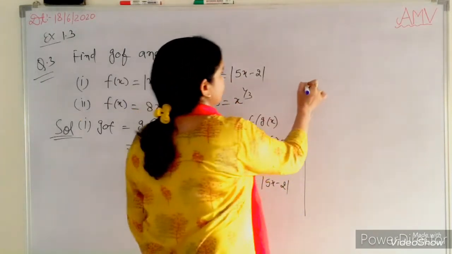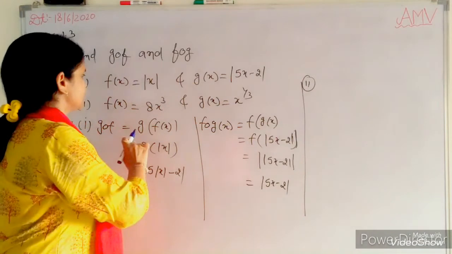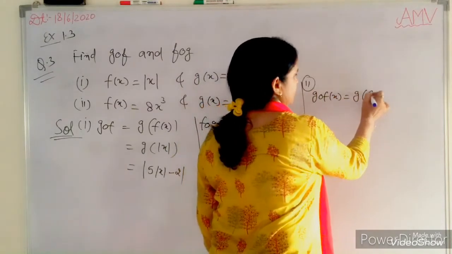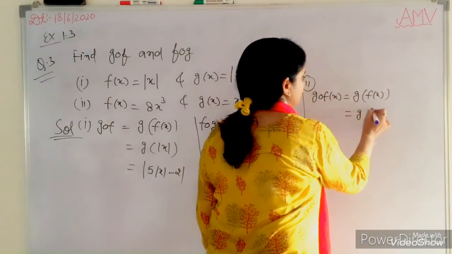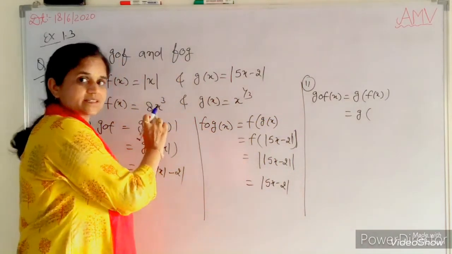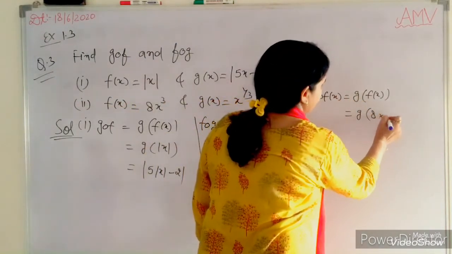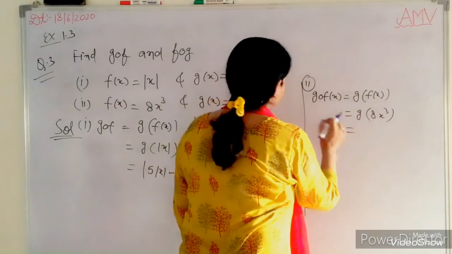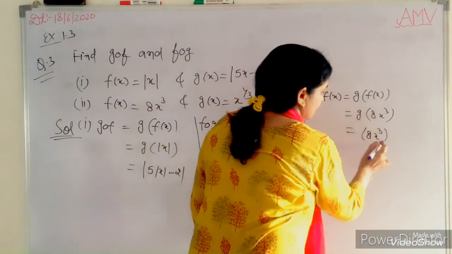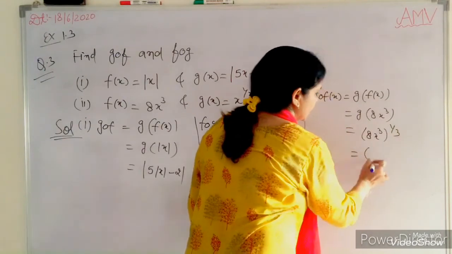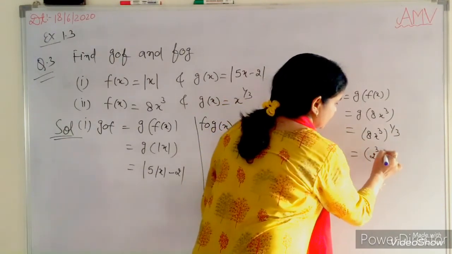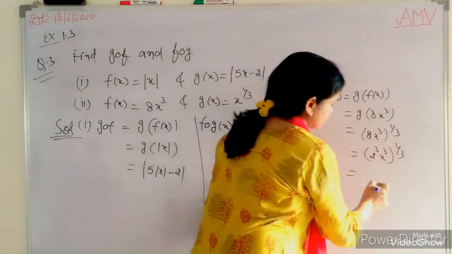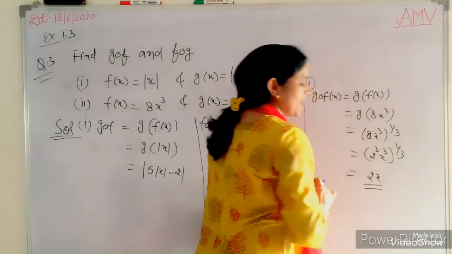Now the second part of this question, f(x) is given. So first GOF(x), it's G(F(x)), hence G of f(x). f(x) is given as 8x cube. Substitute here 8x cube. Now g(x) is given as x raised to 1 by 3. So in place of x, it's (8x cube) whole power 1 by 3. 8 is 2 cube, student, so (2x) cube whole power 1 by 3. The cube power will be cancelled, so you will get only 2x.